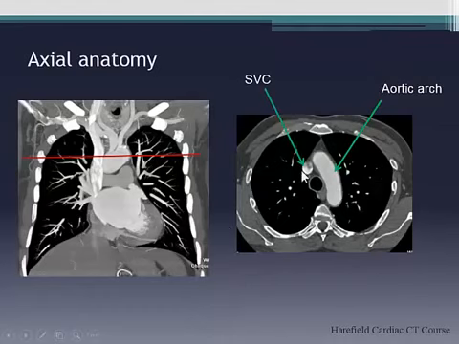Okay, so we've already touched on where the SVC is. And remember, the SVC is formed by the brachiocephalics. So one of the things that you should see is the brachiocephalics going across.